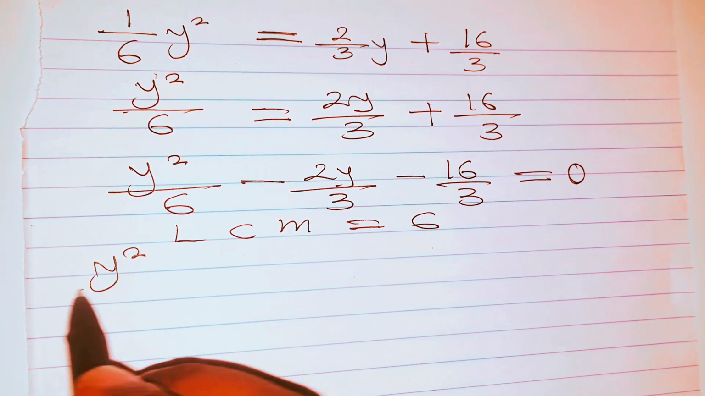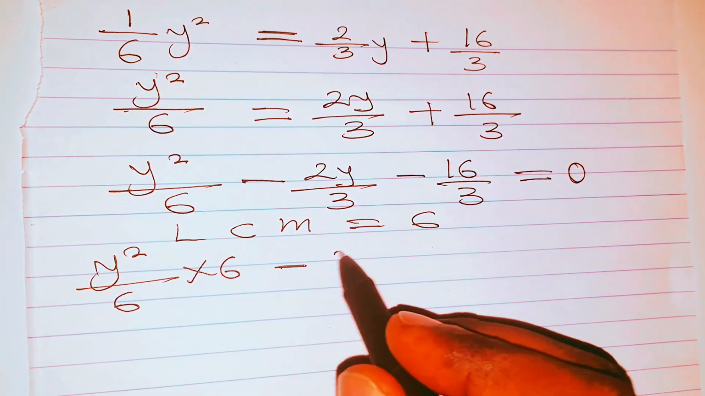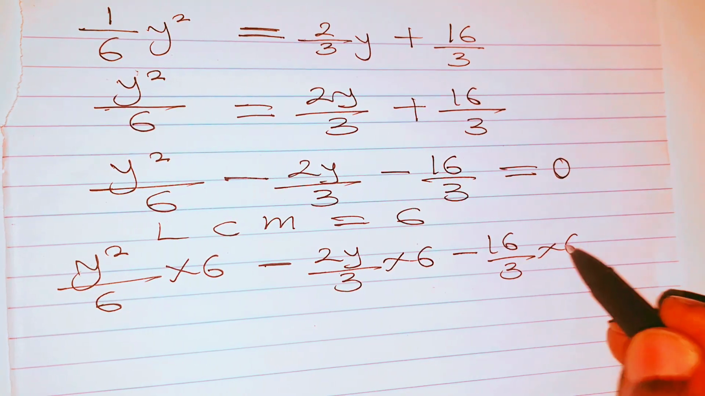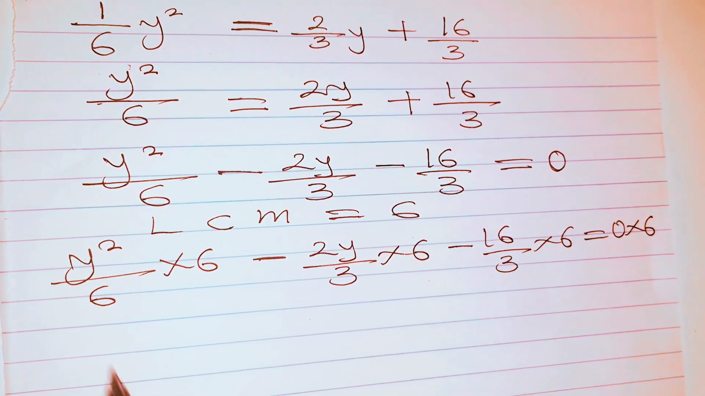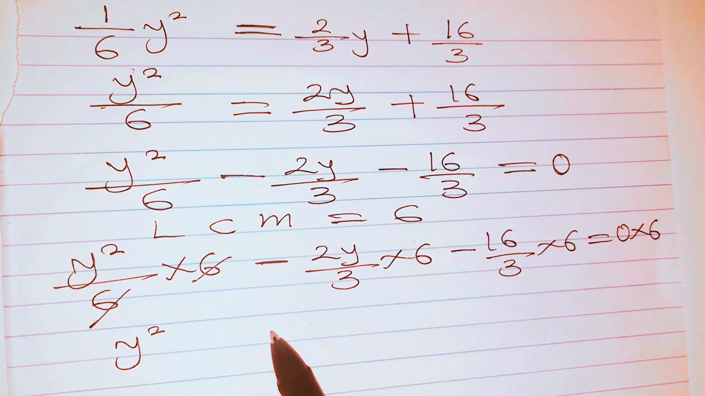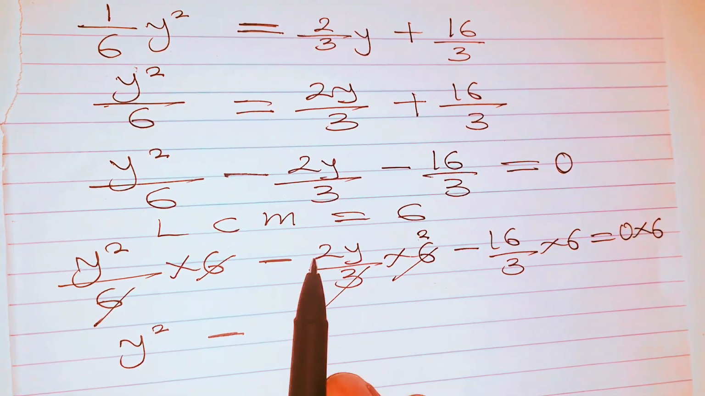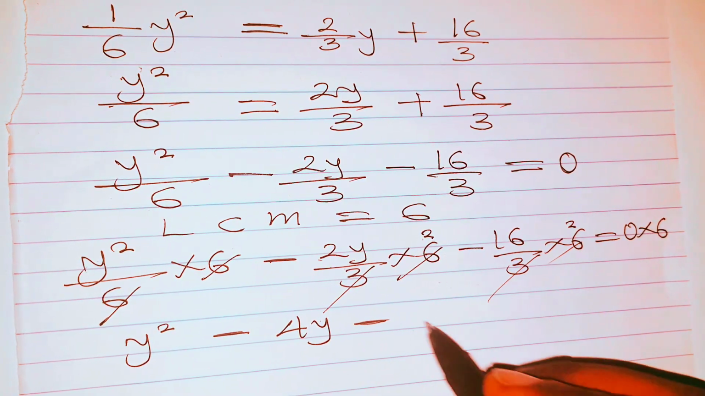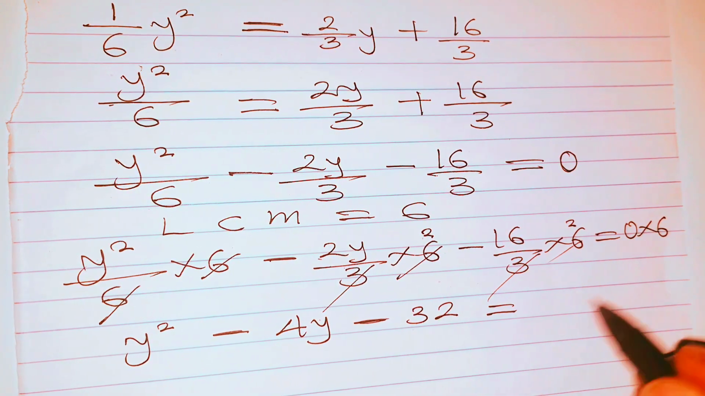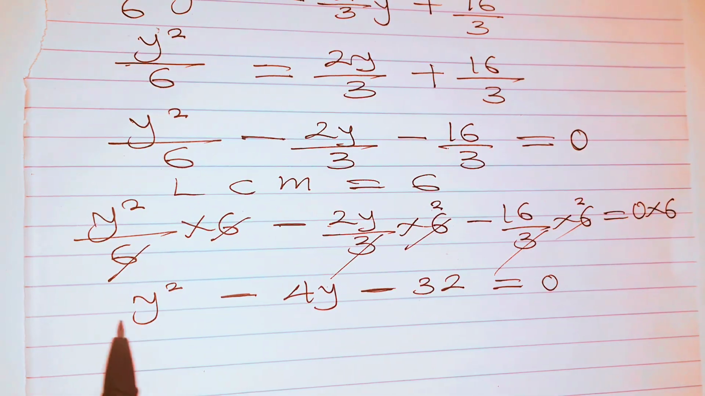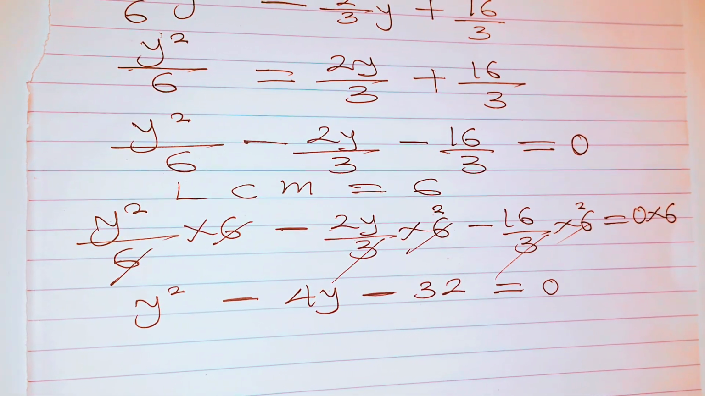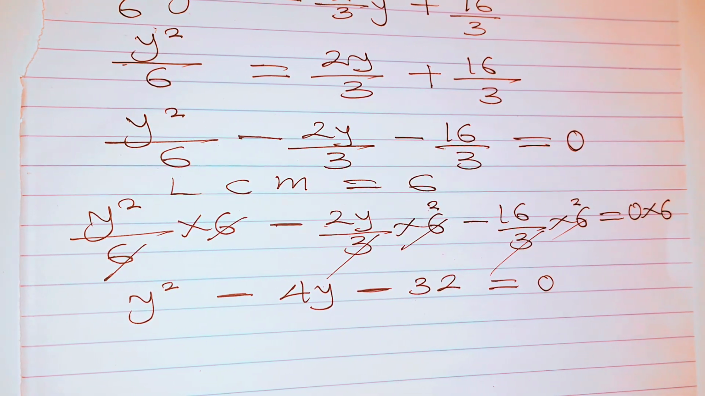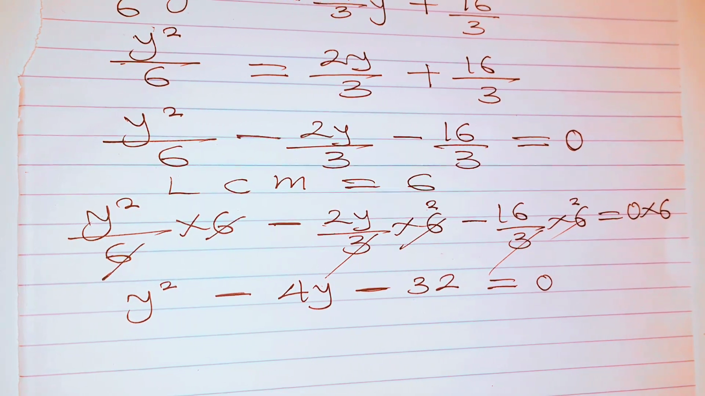Therefore, this becomes y squared over 6 times 6 minus 2y over 3 times 6 minus 16 over 3 times 6 equal to 0 times 6. So this gets rid of this, and we're left with y squared there, minus 3 here, 2, 2y times 2, that becomes 4y, minus 3 here, 2, 16 times 2, that becomes 32, equal to 0 times 6, of course, that's going to be 0. Now we have a more expressive quadratic equation in our hands, and then we can just go ahead and factorize. Don't forget, we're using the method of factorization to solve this set of quadratic equations in this video.